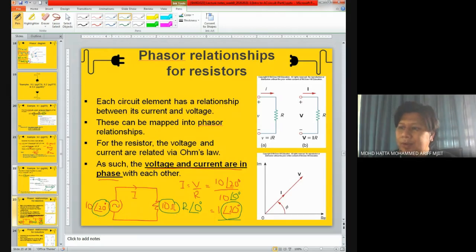Vice versa. If you have the current over here, you need to find the angle of the voltage, by rearranging this formula to find the voltage. However, what I would like to highlight here is that voltage and current are in phase with each other. So the angle of voltage and the angle of current should be in phase if you have only a resistor in your circuit.